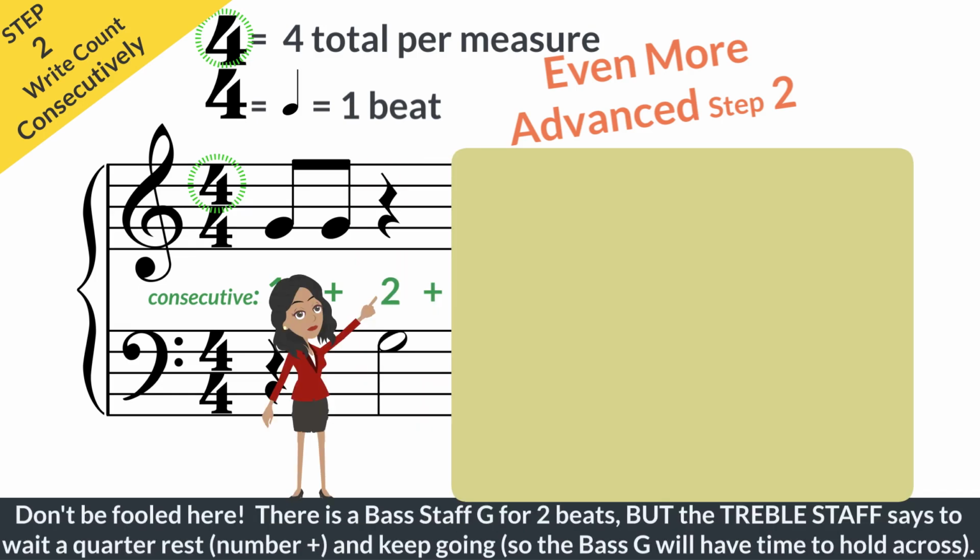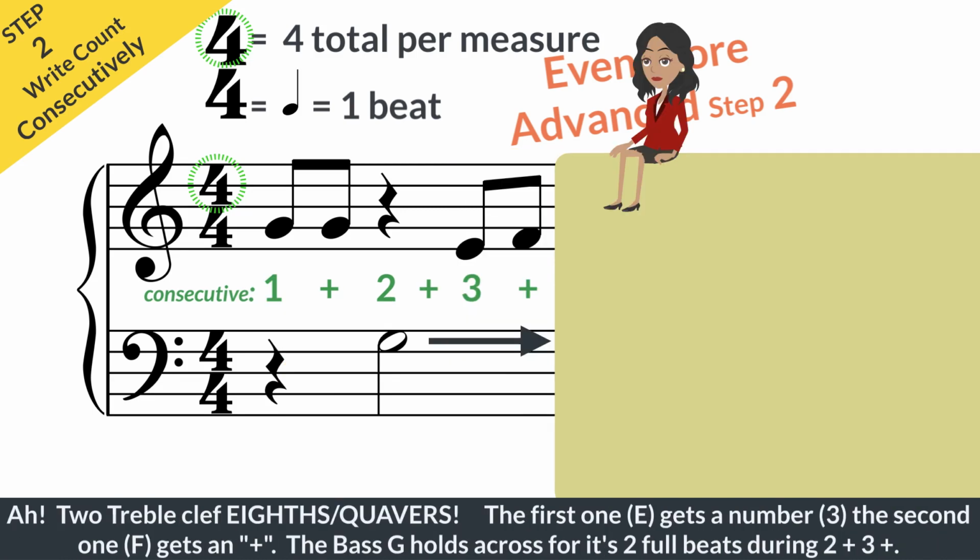Pull the paper. Don't be fooled here. There's a bass staff G for 2 beats. But the treble staff says to wait a quarter rest, a number and an and keep going so that the bass G will have time to hold across. 2 treble clef eighths or quavers.